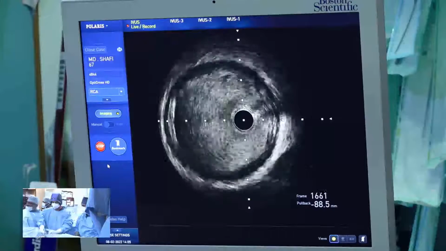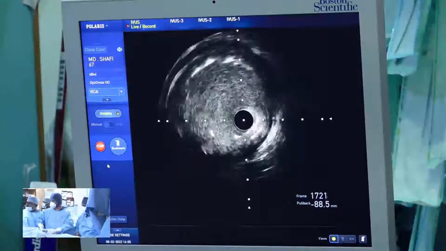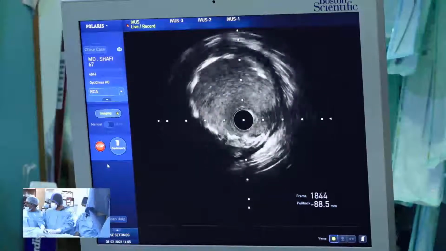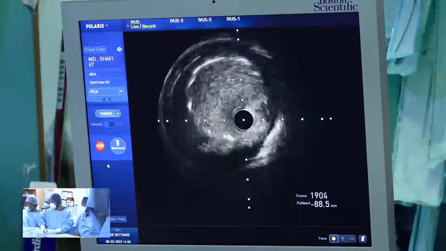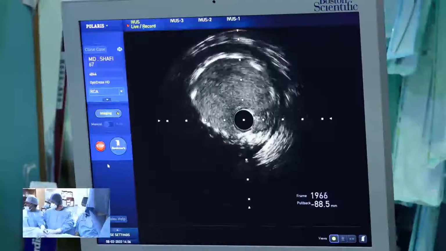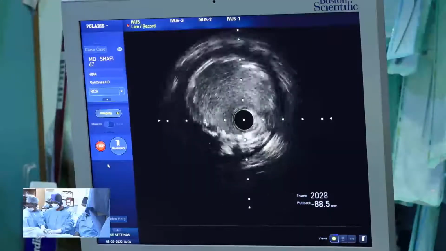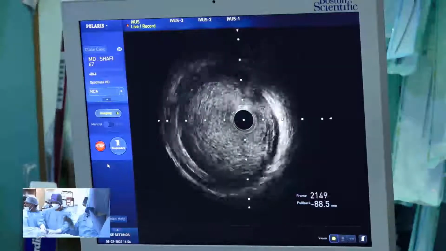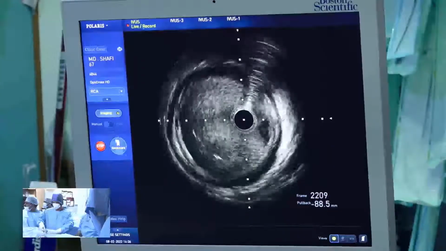Now you see there is a significant malposition. Proximally you can see the vessel is too big. You can see it like a circle in circle. Here you see nicely the malposition. Now we have to take a bigger balloon. Freeze here and take the vessel size.